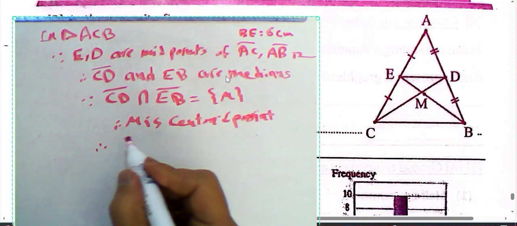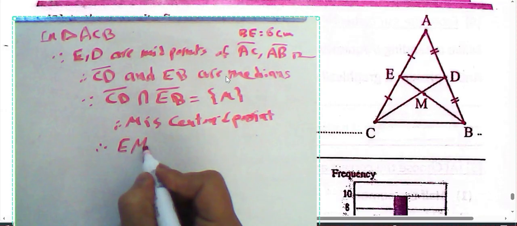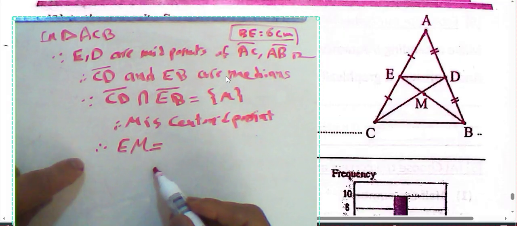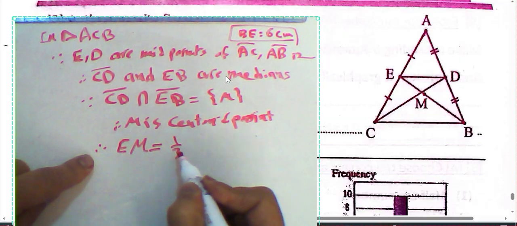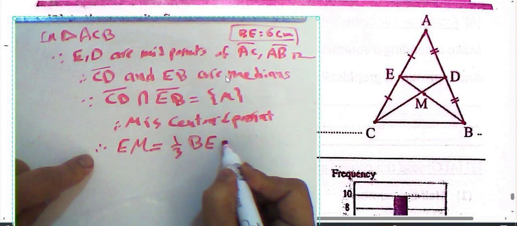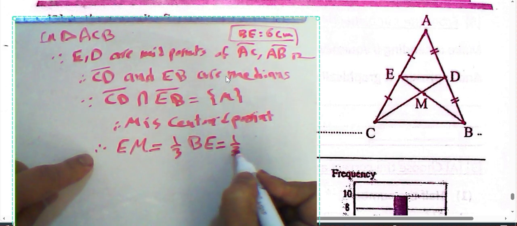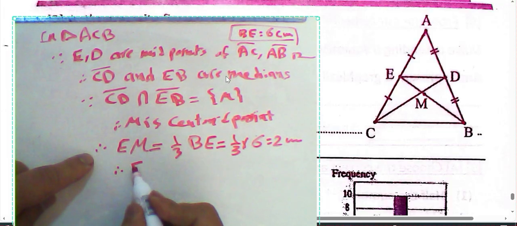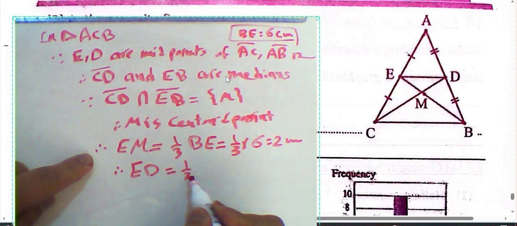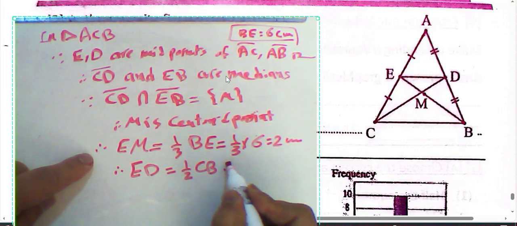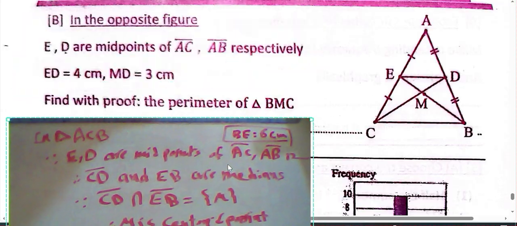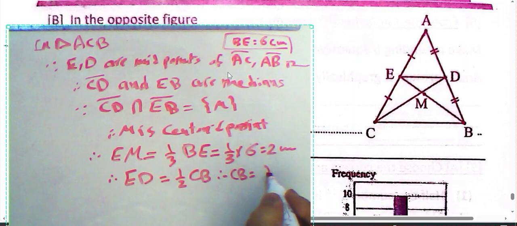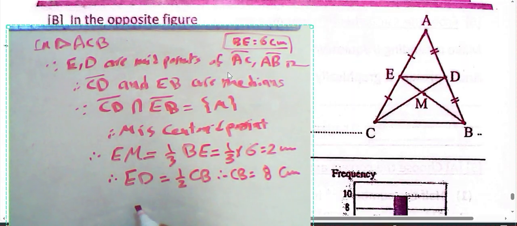Then we can find the length of EM. He gives me the example BE equals 6. Then EM equals a third of BE. A third times BE, 6, will be 2 centimeter. And also ED will be half of CB. Then he gives me the example ED was 4 centimeters, then CB is twice 4, equal 8 centimeter.